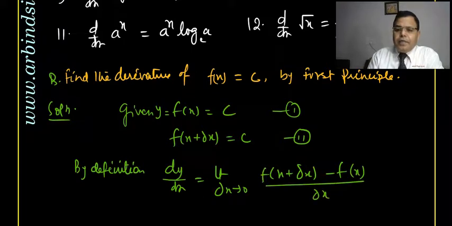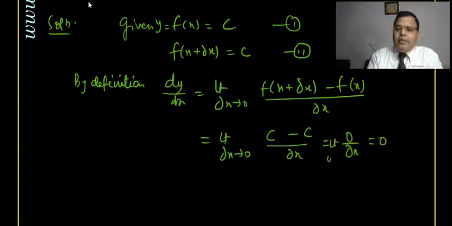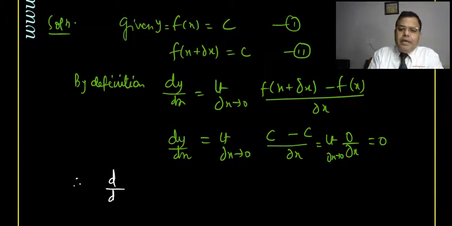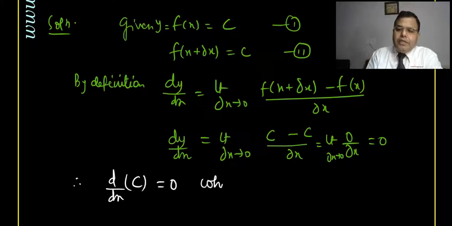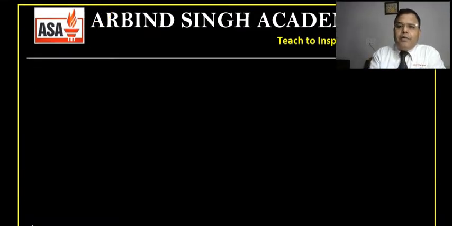So we can write it like this: the limit as delta x tends to 0, f(x plus delta x) is c and f(x) is also c, upon delta x. c minus c is 0, and 0 upon delta x is 0. Delta x tends to 0 but is not exactly 0, so 0 divided by something is 0. The derivative of a constant is 0. So dy by dx is 0, and what is y? y is c. Therefore d by dx of c, where c is a constant, is 0. Now the next one is to find the derivative of x to the power n.